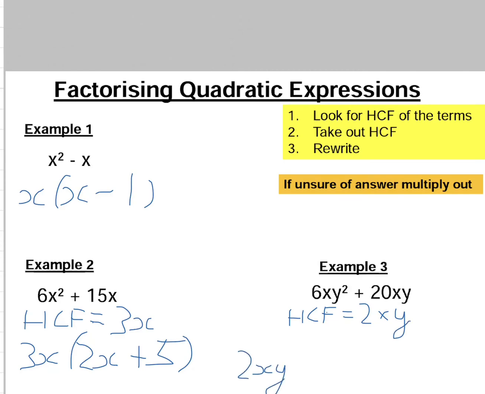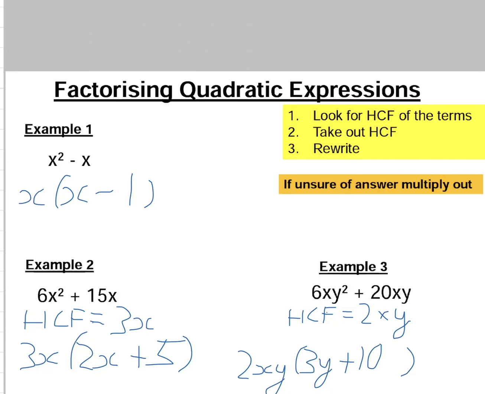So I have 2xy, then my pair of brackets. Now, 6 divided by 2 is 3. Sorry, the only x is gone, so I'm not going to have an x with 3. But it's y squared, and only one of the y's is taken out. So I'm left with 3y. Then 20 divided by 2, that would be 10. And both x and y are taken out. So my final answer is 2xy brackets 3y plus 10.